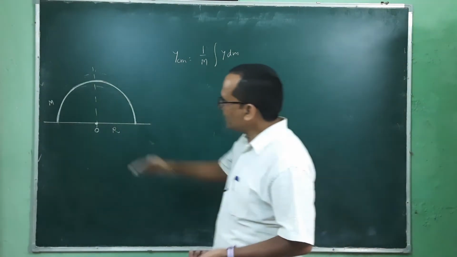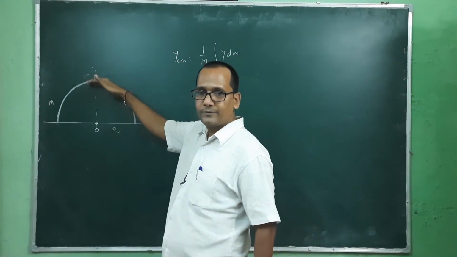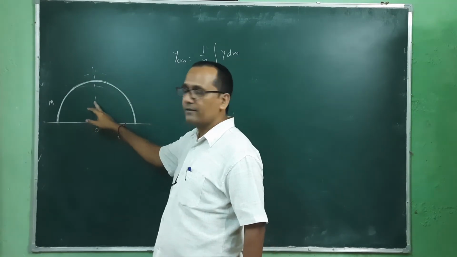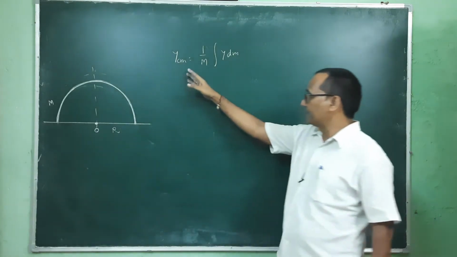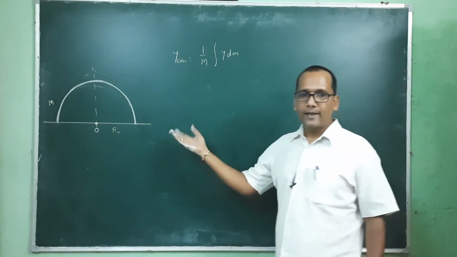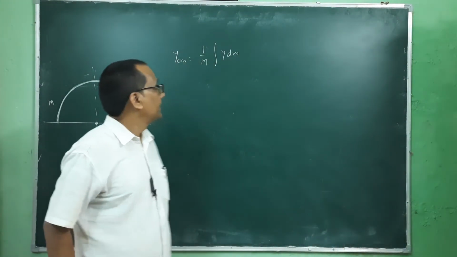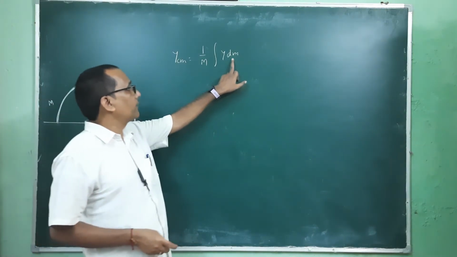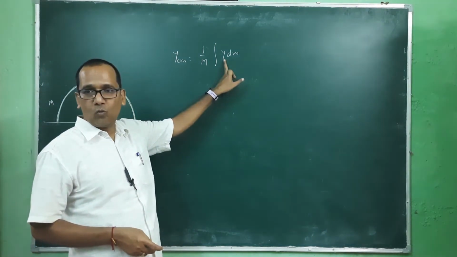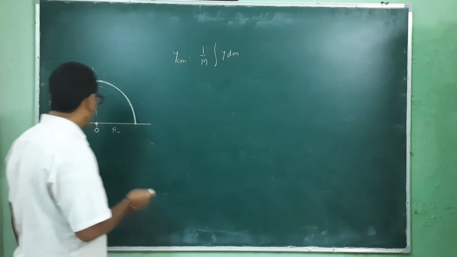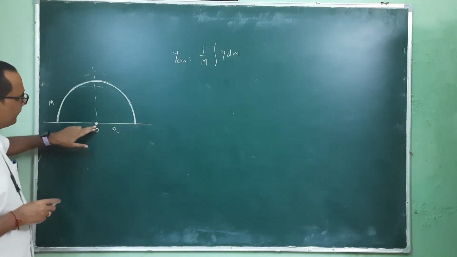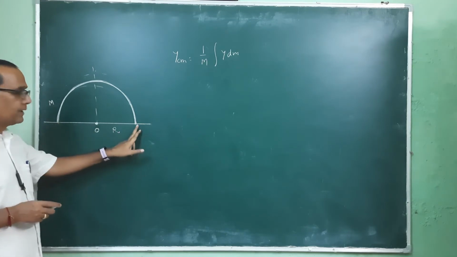Why? Because this system is extended along the y-axis. So we can think that the center of mass will be situated along this y-axis. That's why we take YCM, and XCM is equal to 0. Okay. So first we have to calculate this dm and that y, and put them here, and the limit will be, again, first we will think the limit will be from this to this.